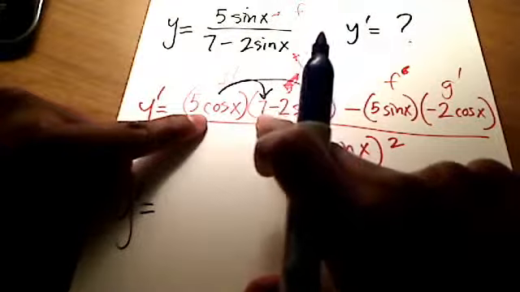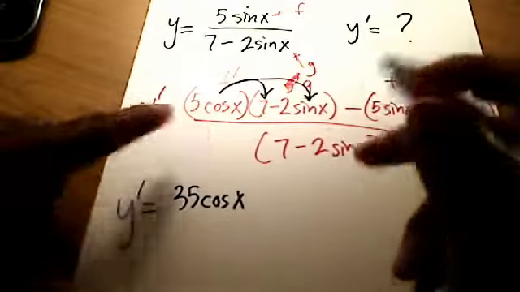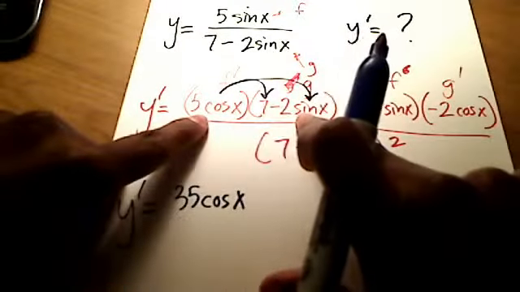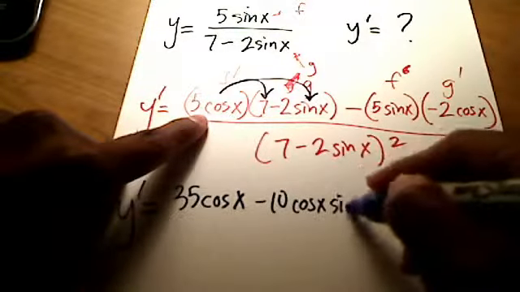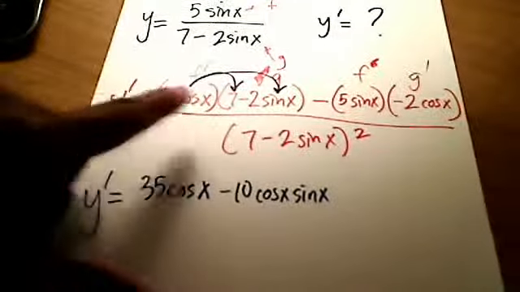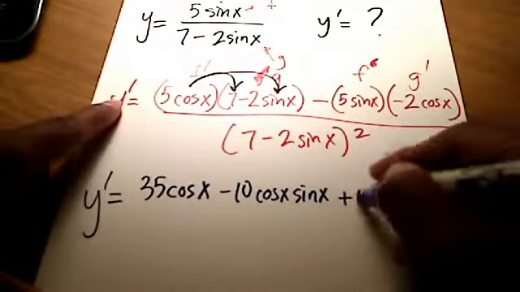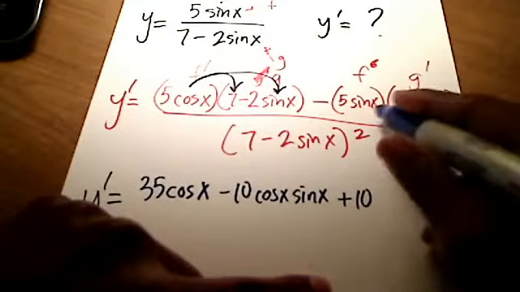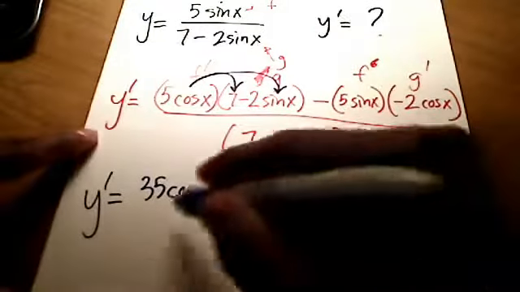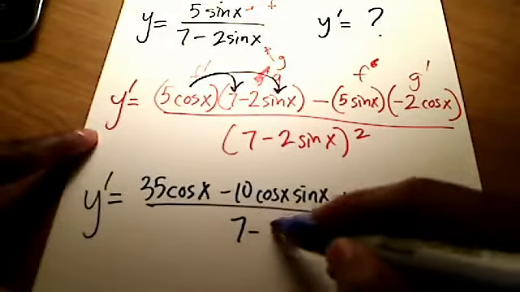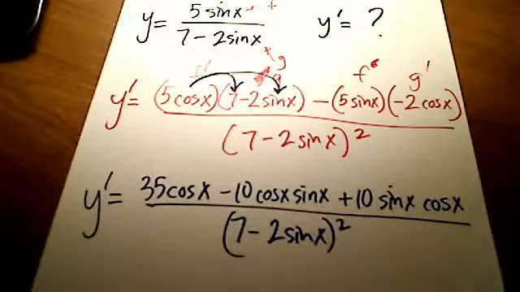I've got 5 cosine x times 7 is 35 cosine x. I've got 5 cosine x times a negative 2 sine x, which is a negative 10 cosine x sine x. Remember what we said over here: a negative times a negative is a positive, and 5 times 2 is 10, so this is plus 10 sine x cosine x, all over the same denominator, quantity 7 minus 2 sine x, all of that being squared.